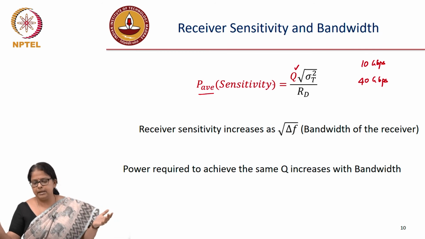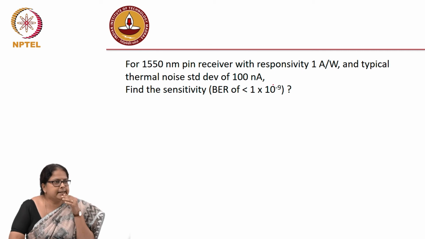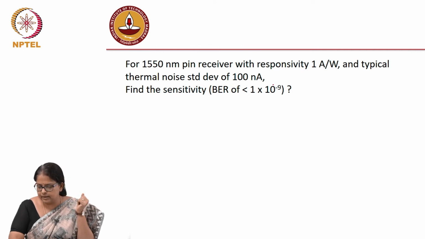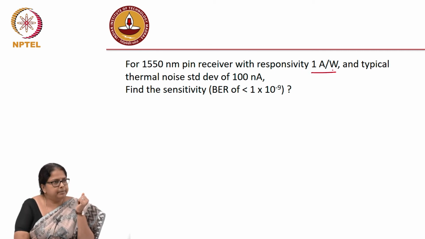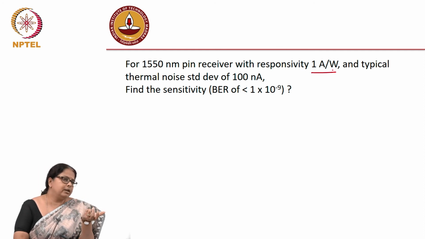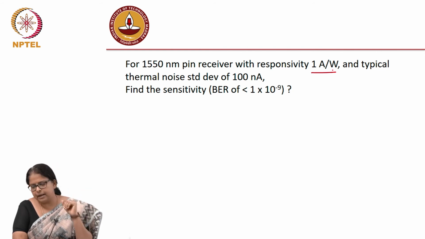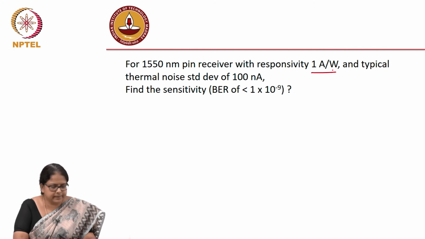So what does it mean? Let's do an example. Let's say that there is a 1550 nanometer receiver with a responsivity of 1 ampere per watt, typical thermal noise of standard deviation 100 nanoampere, right. Now, this 100 nanoampere is calculated for a certain bandwidth, okay. So, for that bandwidth it is 100 nanoampere. Let's say that bandwidth is 10 gigahertz or something, right.